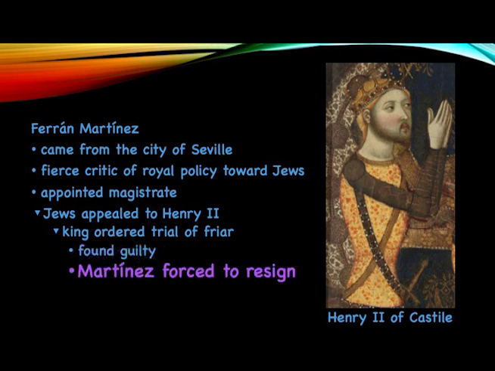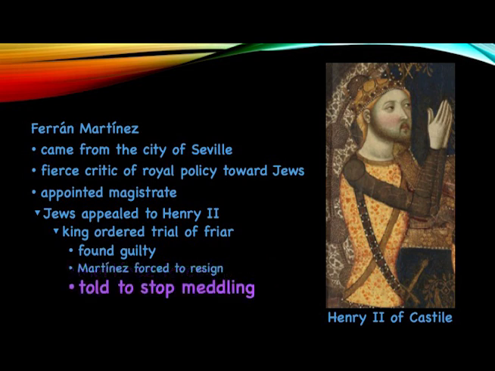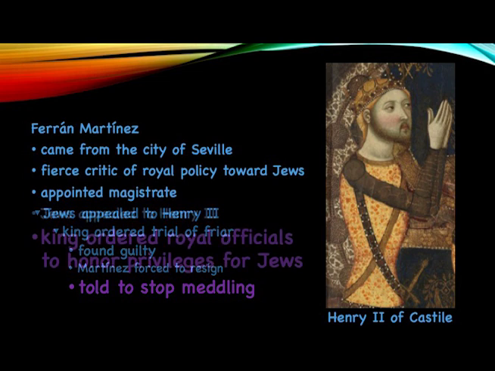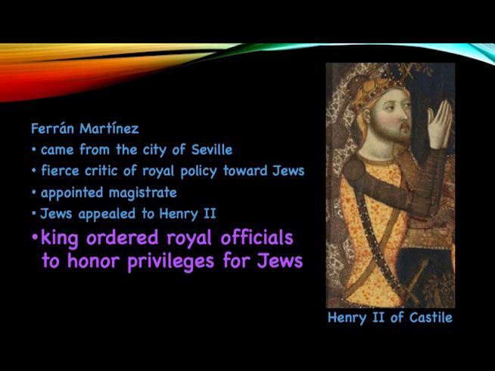He was forced to resign his judicial appointment, and the court commanded Martínez to stop meddling in the affairs of the king's Jews. Fresh from the victory over Martínez, Henry II ordered his royal officials elsewhere in the kingdom to honor the privileges that he and his predecessors had granted to Castilian Jews.